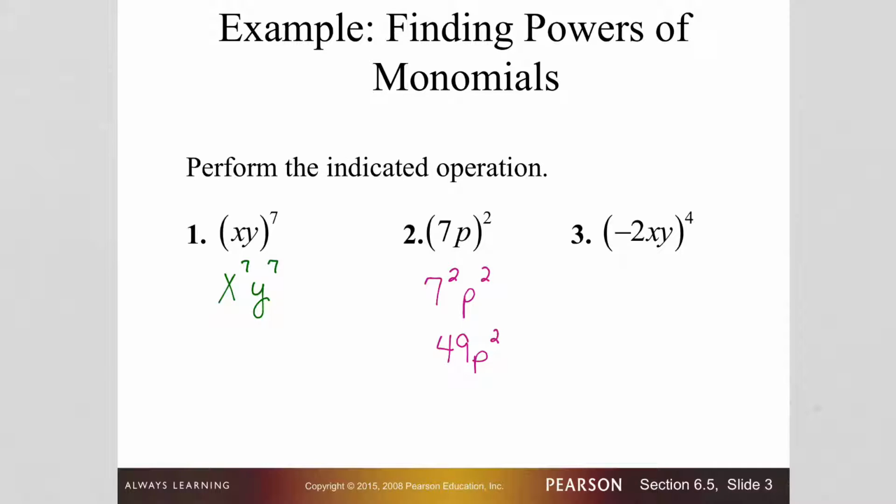Alright, let's take a look at this last one. So you have to be really careful whenever you have a negative number inside of a set of parentheses. So this means negative 2 to the 4th power. Then we've also got x to the 4th power, and we've got y to the 4th power. And whenever you multiply negative 2 times negative 2 times negative 2 times negative 2, you get really 4 times 4, which is 16, positive 16, because you have an even number of negative signs, x to the 4th, y to the 4th. And that's it. You're done with that.